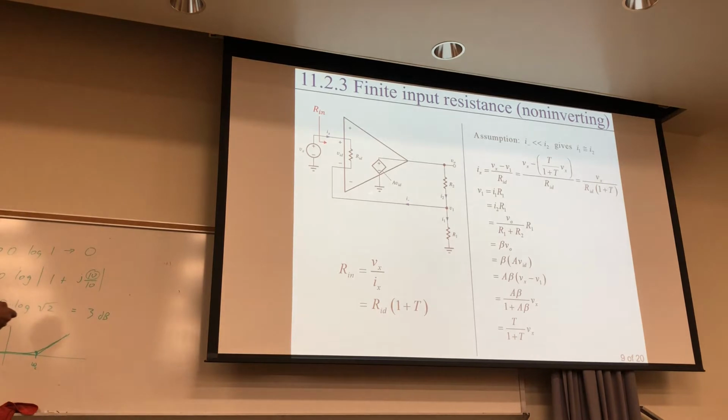So looking at this non-inverting amplifier, it looks like the resistance looking into this is just the resistance across these two terminals right here, being multiplied by your loop gain there.